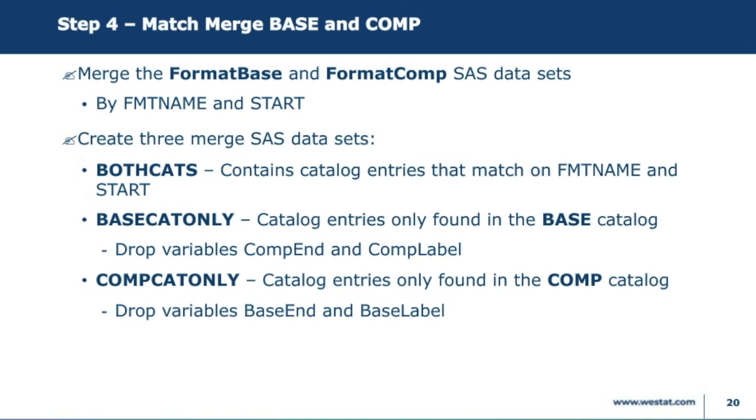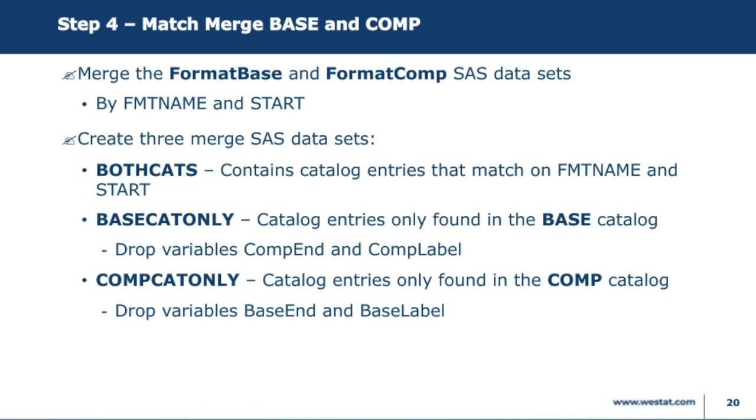We're going to create base cat only, and it's the catalog entries that are only found in the base catalog, not in the comp catalog. We're going to drop the variables comp end and comp label, since we won't really need them. They would be missing values anyway. And then we're going to create possibly a third one called comp cat only. And those are catalog entries only found in the comp catalog. And we're going to drop base end and base label, because they would just be missing values for that output data set.